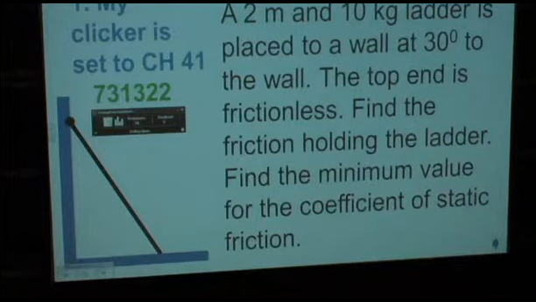Now, we kind of started solving this problem, and I think, if I remember correctly, the axis of rotation was chosen at the top end.